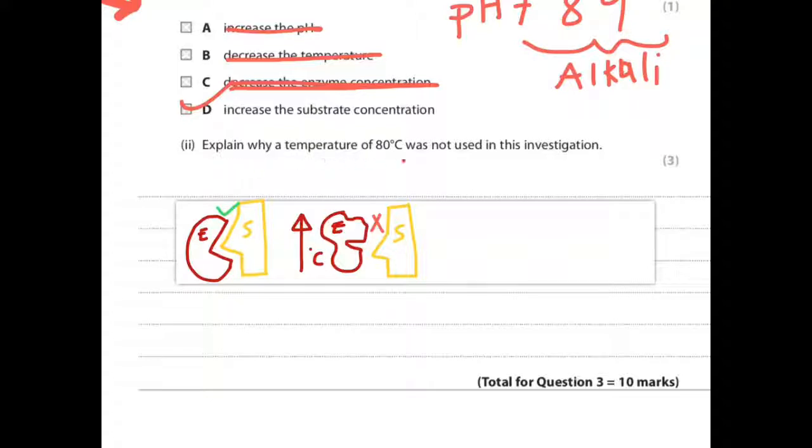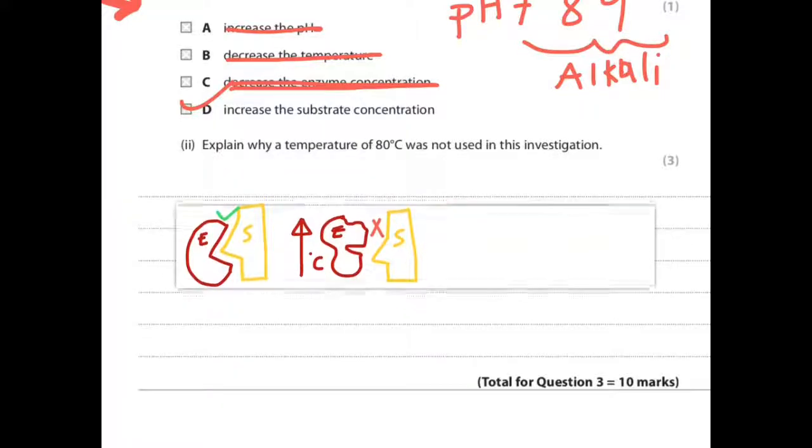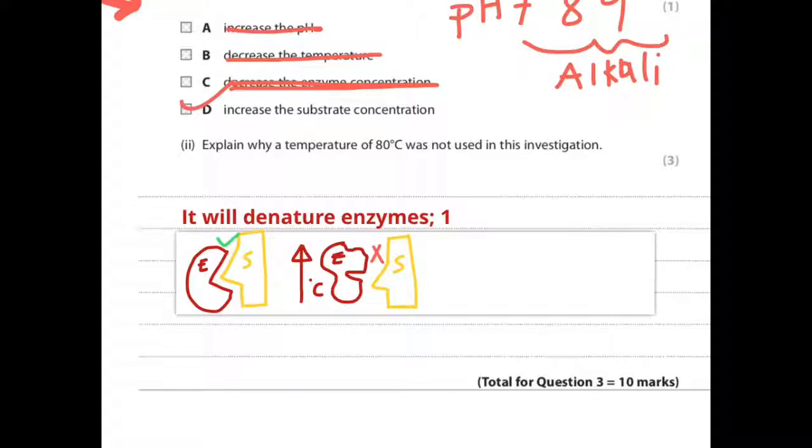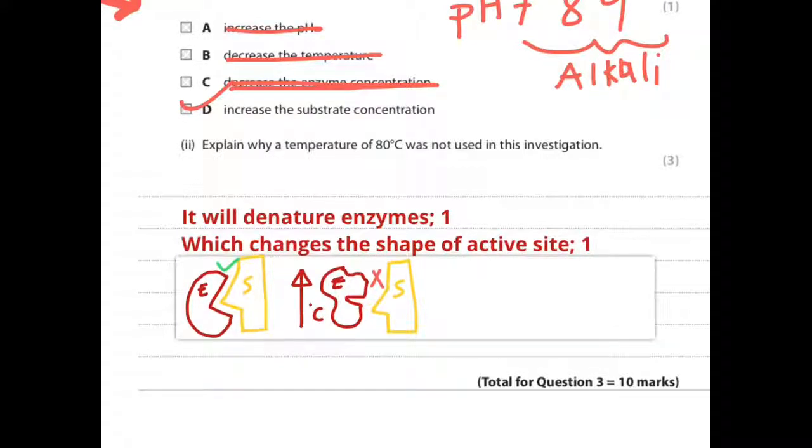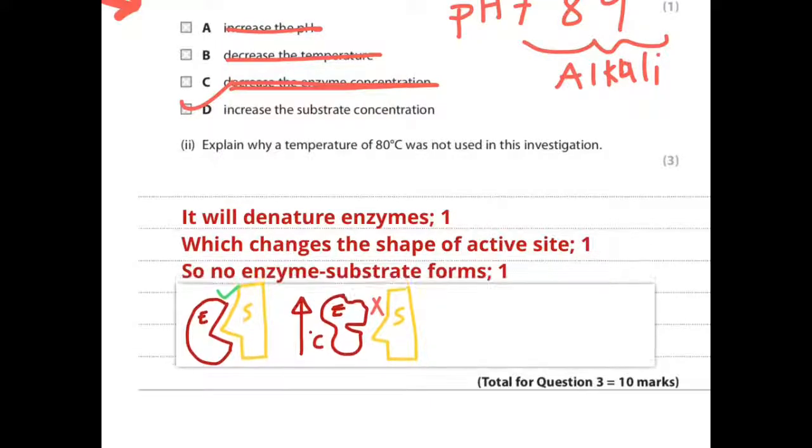So explain why a temperature of 80 degrees was not used in this investigation. Well, for enzymes to work, they must form enzyme substrate complexes, and that works by them having a specific shape. So when you increase the temperature to 80 degrees, it will denature the enzymes. That means it will change shape. Now, why does that mean they don't work? It changes the shape of the active site, so no enzyme substrate complexes form.